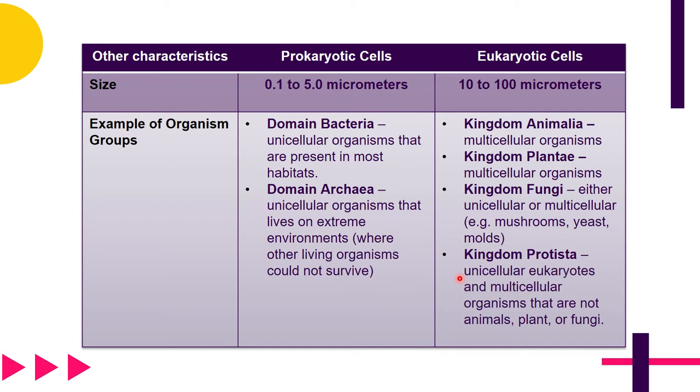Okay, and then another example of a unicellular organism under kingdom Protista, we have Paramecium. And then for a multicellular organism under kingdom Protista, we have algae. So kingdom Protista includes unicellular or multicellular organisms. They are not animals, they are not plants or fungi, but these organisms are termed either animal-like or plant-like.